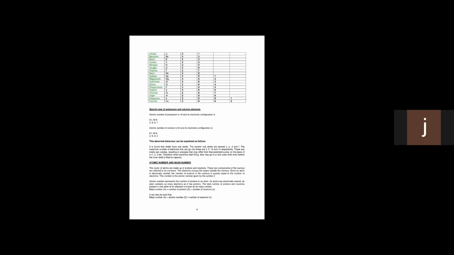For example, an atom of hydrogen has 1 proton and no neutron in its structure. Therefore, the mass number is 1. Let's look at another example, helium. A helium atom has 2 protons and 2 neutrons. Therefore, its mass number is 4. That is, 2 plus 2 gives us 4.